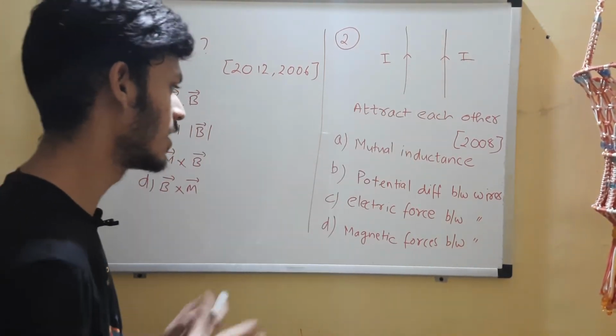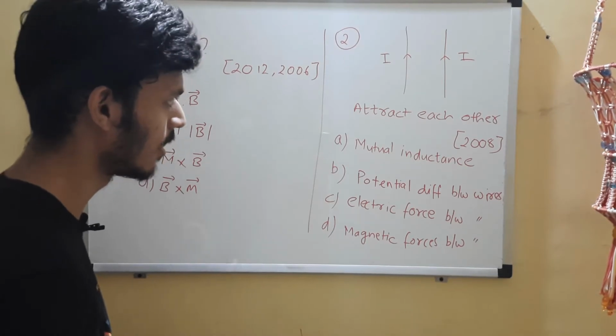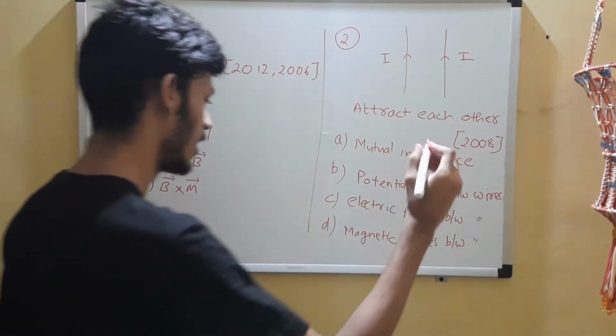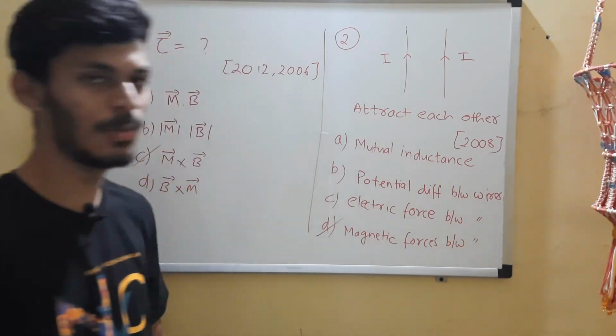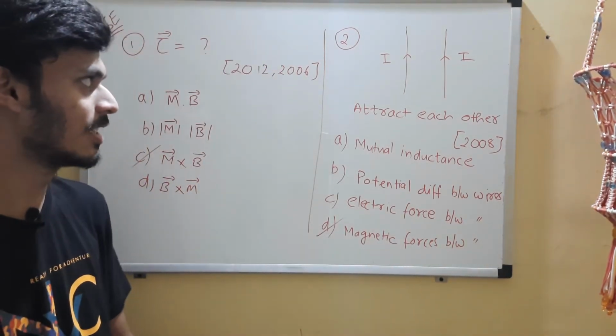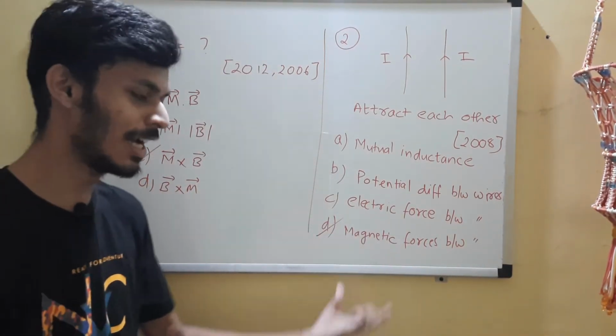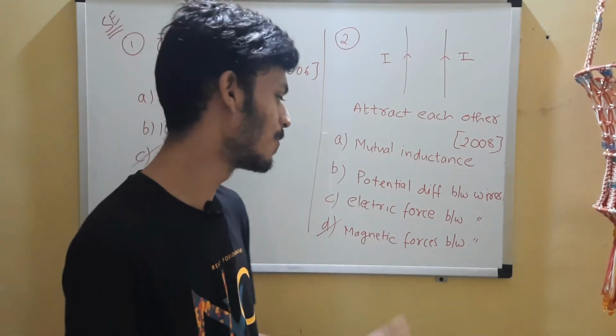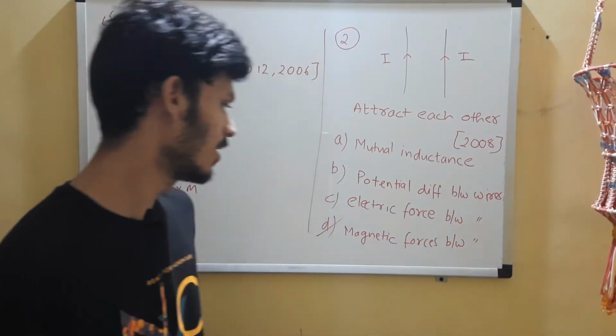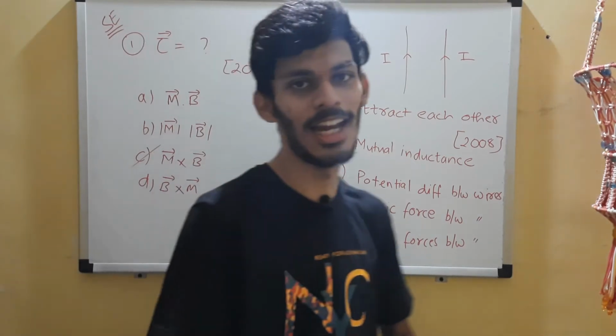But the question is not that over here. The question is why these two wires attract each other. It is because there is a force between them and the force is magnetic in nature, or basically magnetic force between the two. So option D is the correct choice over here. Yes, option D is the correct choice over here.